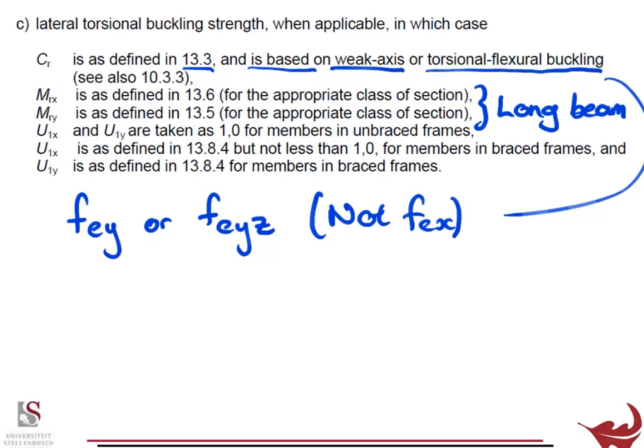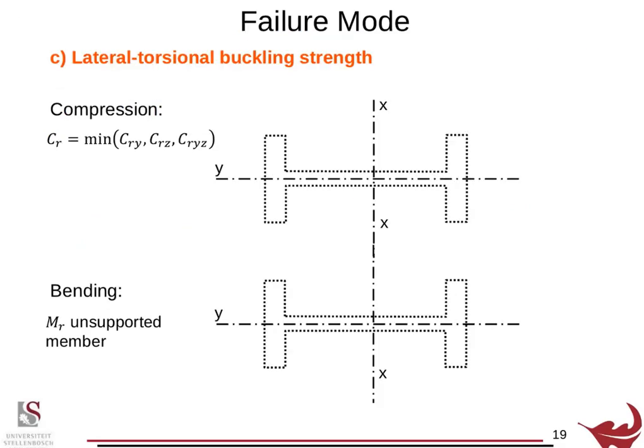Then moving on, U1X and U1Y are taken as 1 for members in unbraced frames and are taken not less than 1 for members in braced frames. And so there are some requirements depending on whether they are braced or unbraced sections. So just be careful of those ones where it's unbraced and braced. You have different values you use. So what does this look like?